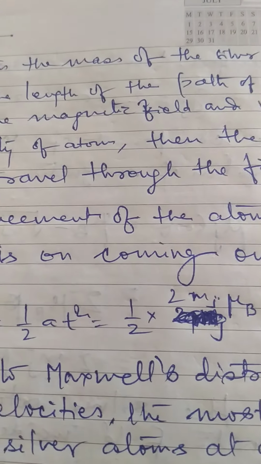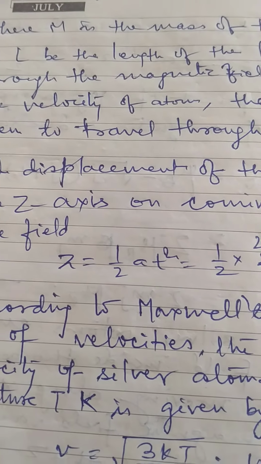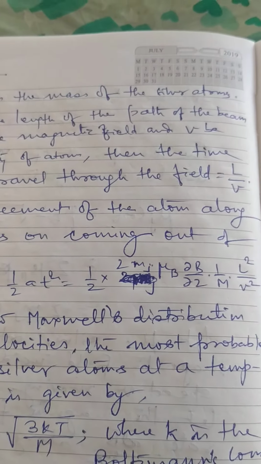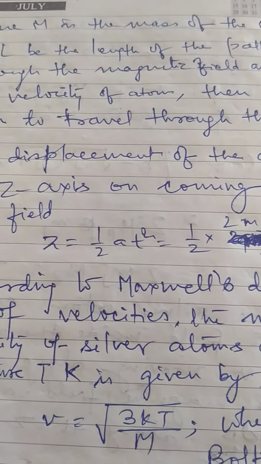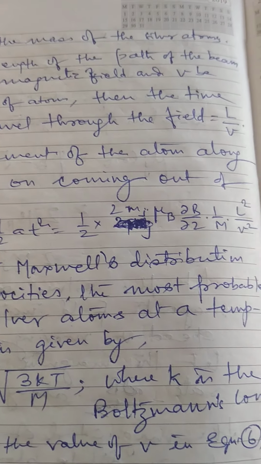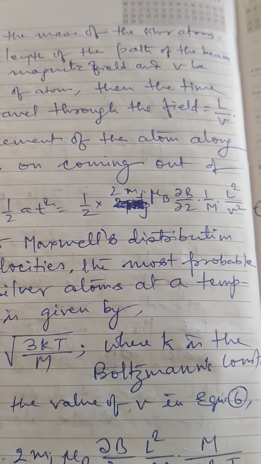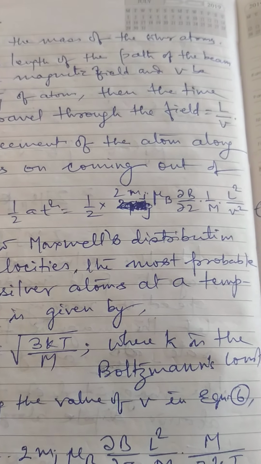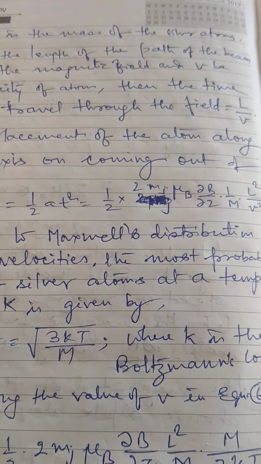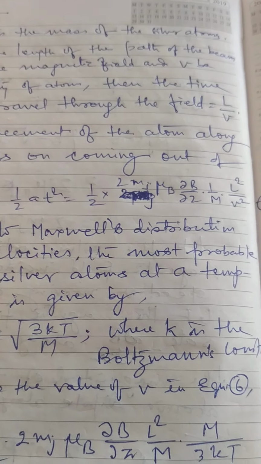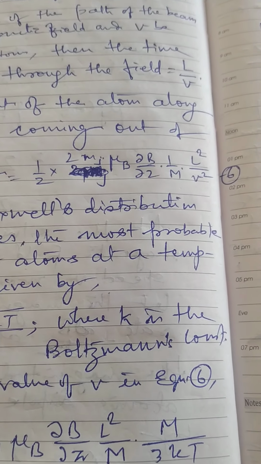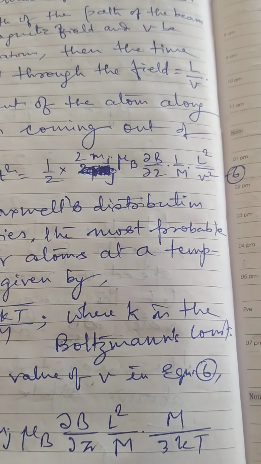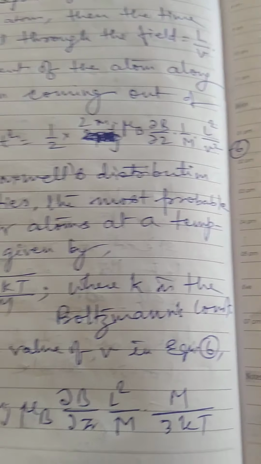It is very clear, time will be L/v, and the displacement of the atom along the z axis on coming out of the field is z = ½at², that is equal to ½ a, where we had found a = 2 mj μB (∂B/∂z)(1/m). μB is the Bohr magneton, mj is the total magnetic quantum number, ∂B/∂z is the varying field along the z axis, 1/m is the mass factor, and L²/v² is the time squared.